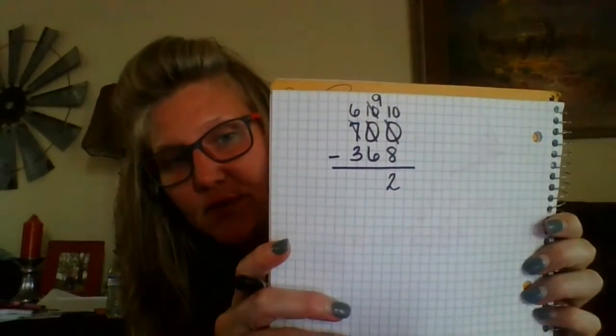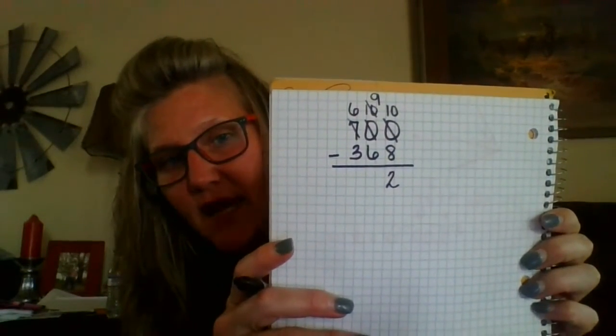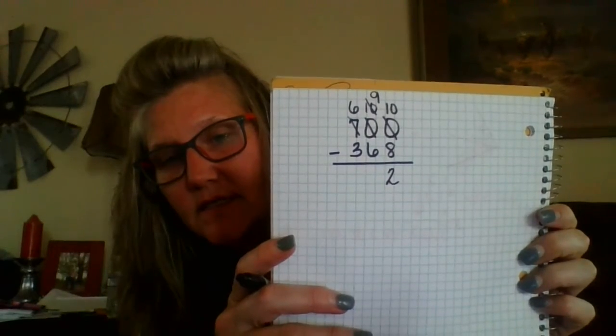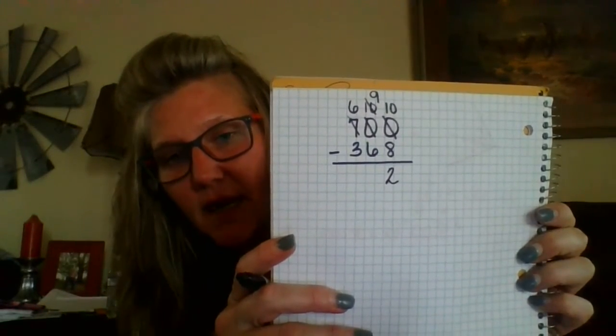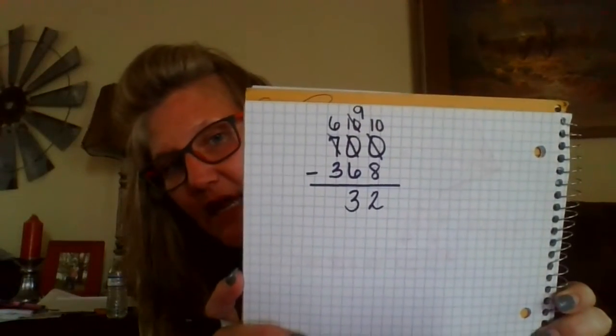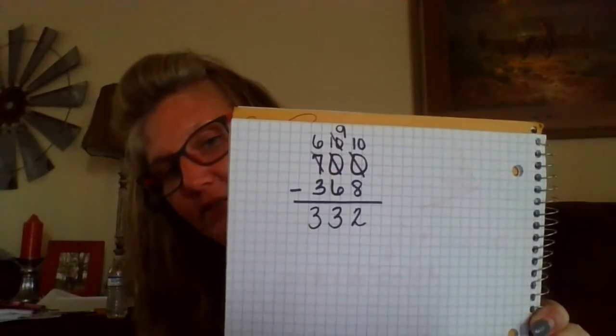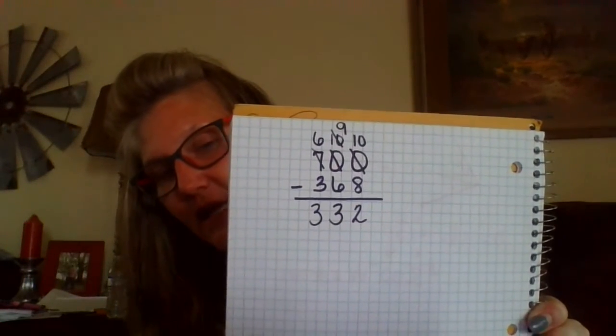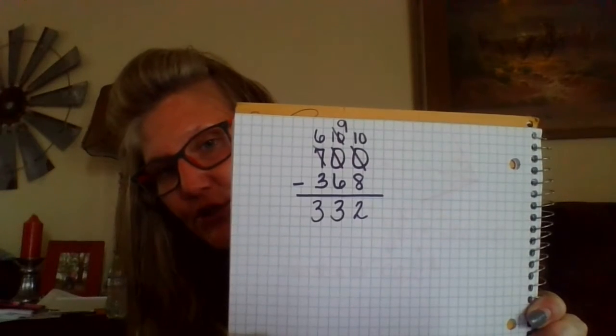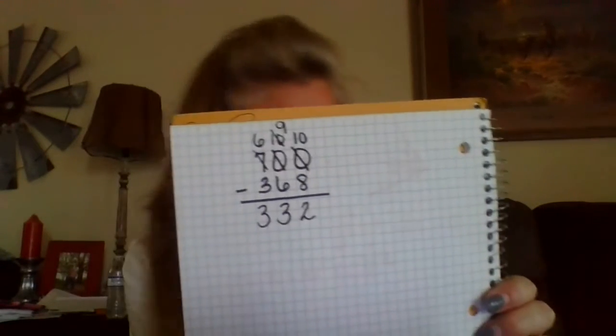Now we go to our tens place. In our tens place, I have a 9 minus 6. 9 minus 6 is 3. Then in my hundreds place, I have 6 minus 3. Well, 6 minus 3 is 3. So 700 minus 368 equals 332. That is my difference, 332.